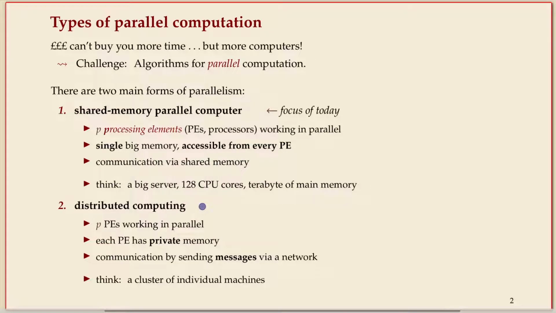The other big parallel form of computation is distributed computing. Again, we have the same concept, different processing elements that can compute, but they have private memory, and they send explicit messages to communicate. So there's some network connection on top of the individual machines, and they can only communicate by sending messages across the network. Think of a cluster or a compute center of the old style, at least, where the machines are fairly separate.